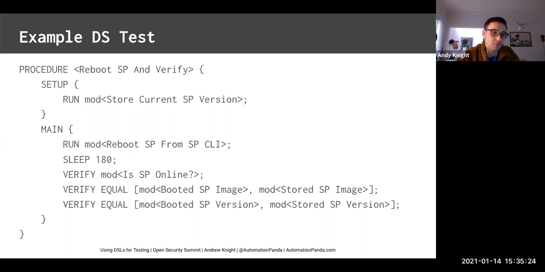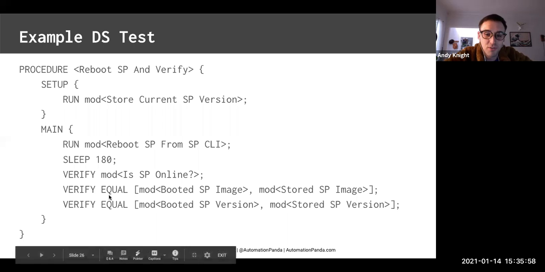And so here's an example of one of my DS programs. Procedure: reboot SP and verify. There's a setup step where I would run a module named store current SP version. Then the main part, I would run a module that would reboot the SP from the SP CLI. Then it would sleep for 180 seconds. Then I would have my verify assertions: verify that the SP is online, that would be a module call. Then I could verify two things are equal, two different module calls that return values, make sure those are equal.